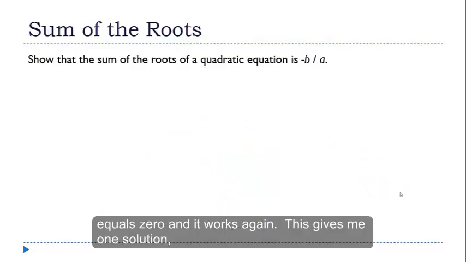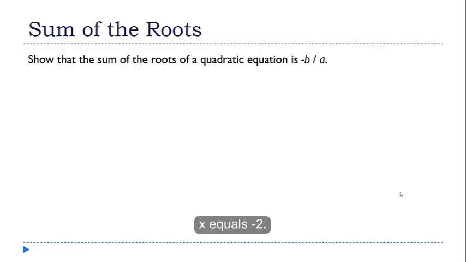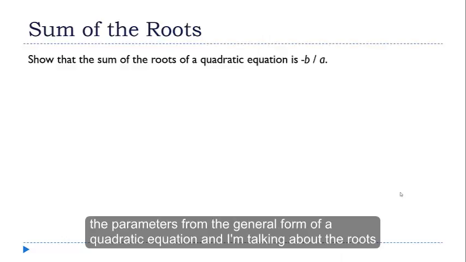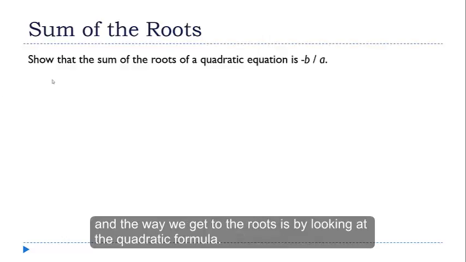All right, so let's try one more here. I want to show that the sum of the roots of a quadratic equation is negative b over a. Well, structurally, this question is very similar to the previous one. I know I'm talking about the b and the a, the parameters from the general form of a quadratic equation, and I'm talking about the roots. And the way we get to the roots is by looking at the quadratic formula, right?